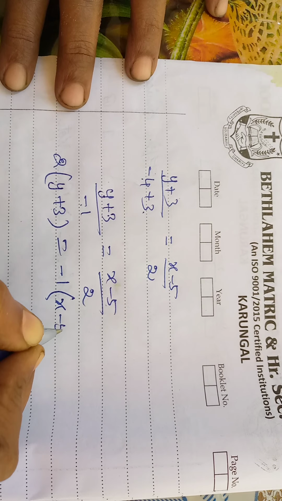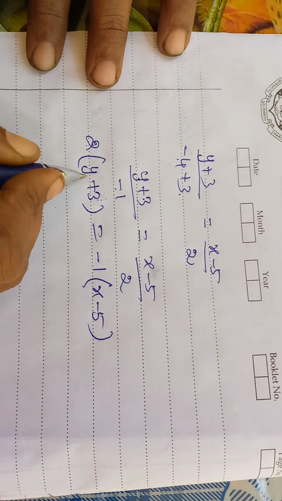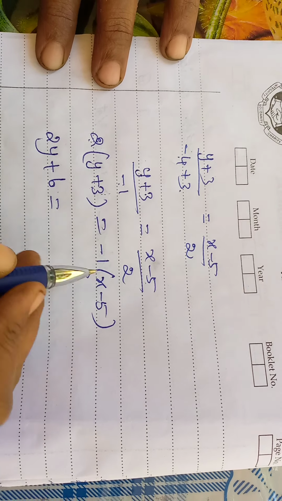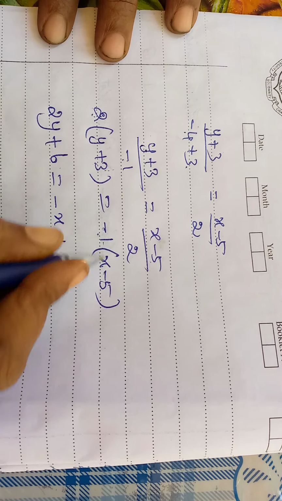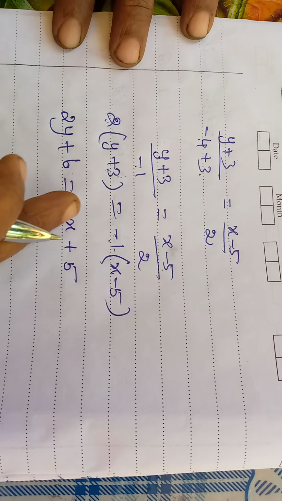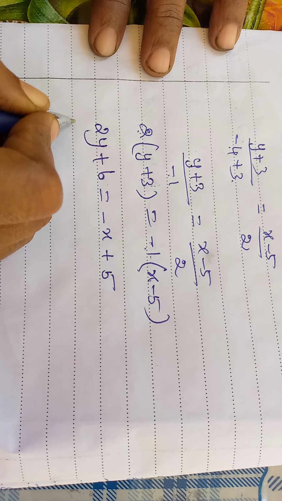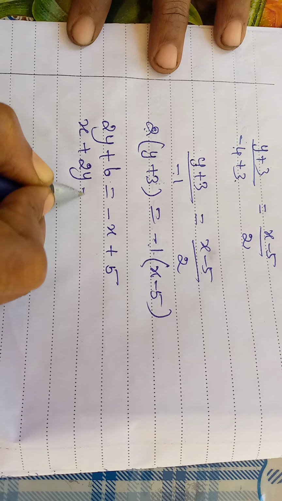So multiply this 2 term with this 2. 2 into y, 2y. 2 into 3, 6, equal to minus 1 into x is minus x. Minus into minus plus 1 into 5, 5. Okay. Take both the terms this side. So, x minus x, take this side. It will become x plus 2y plus 6.